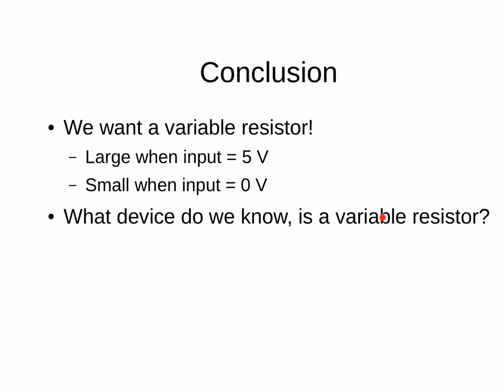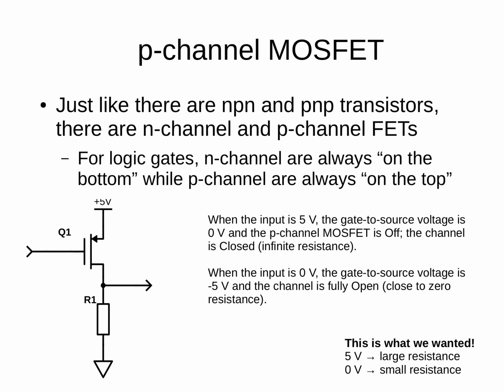And what device do we know is a variable resistor? Well, we introduced FETs as being variable resistors. The only problem is the N-channel MOSFET that we described has got the opposite behaviour to what we want. So therefore, we introduce P-channel FETs. Just like NPN and PNP transistors, we've got N-channel and P-channel FETs. In digital system design, the N-channel FETs are always going to be on the bottom half of the design connected to ground, and the P-channel FETs are always going to be on top connected to the positive supply rail.